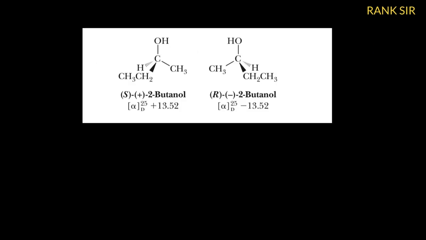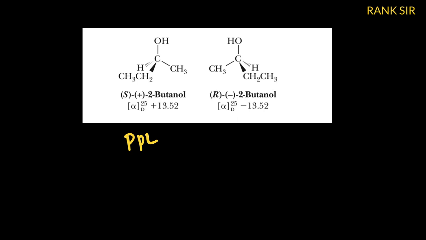For example, we are taking 2-butanol, or butan-2-ol. Now this carbon is bonded to OH, CH3, ethyl and hydrogen. Both are the same butanol. One is S and the other R configuration, that is RS nomenclature, and plus indicates it rotates the plane polarized light to the right side.